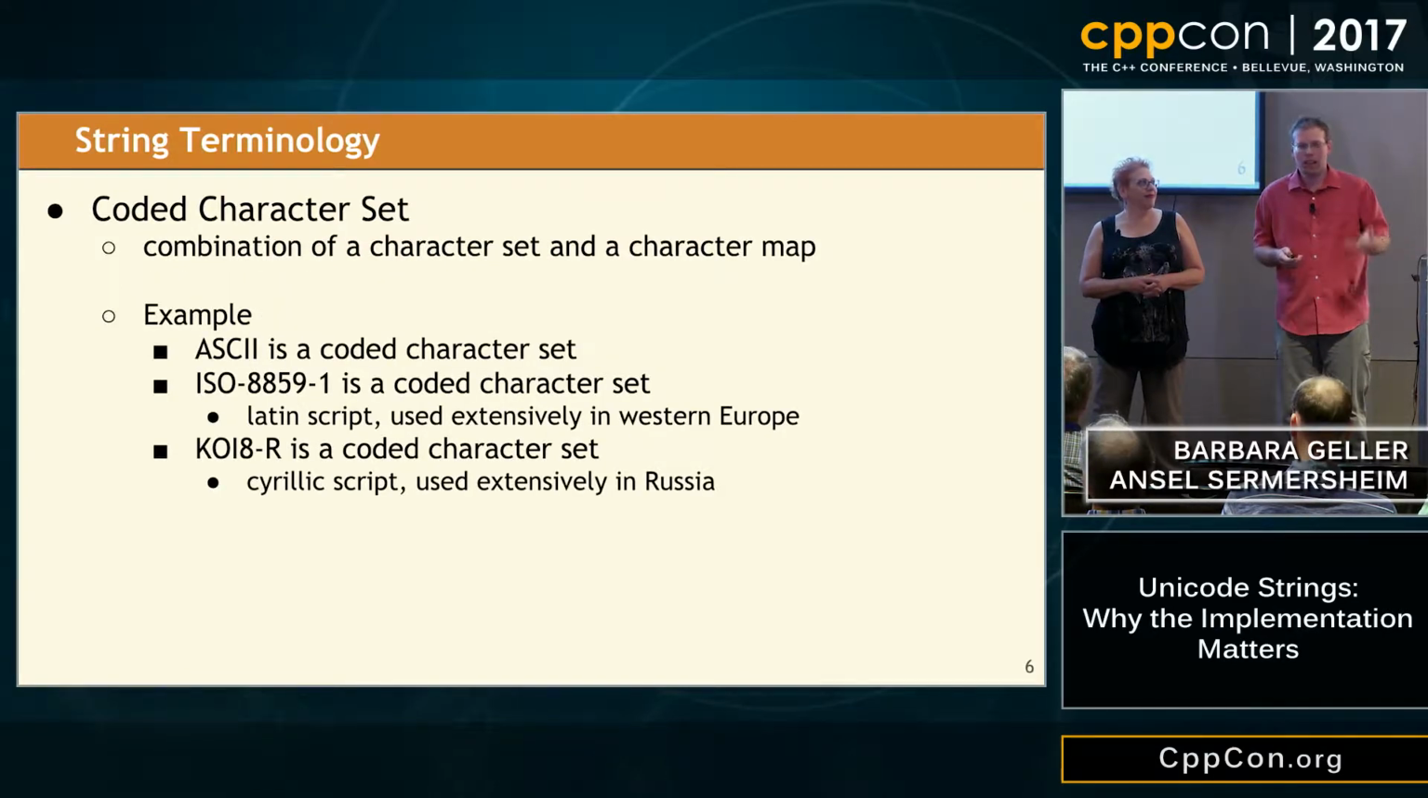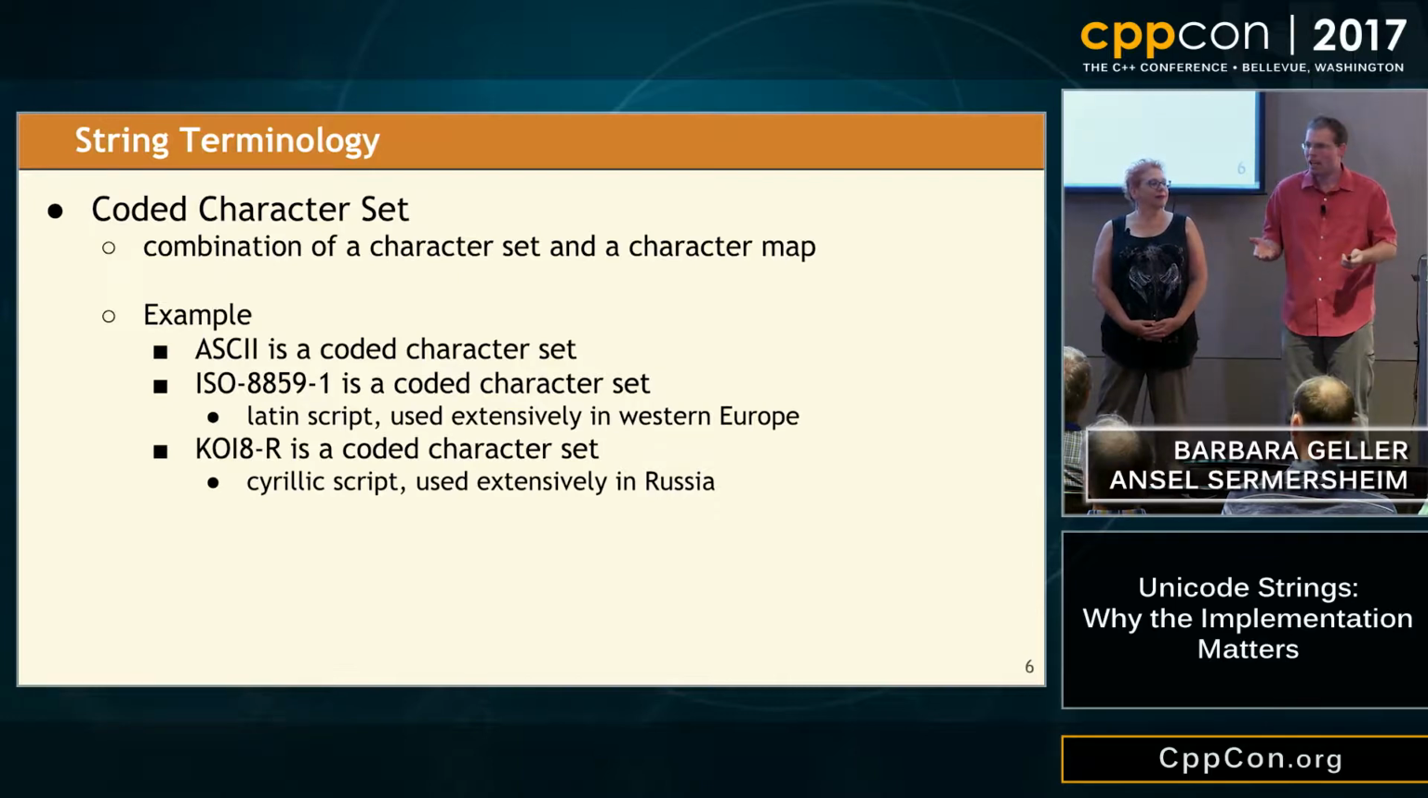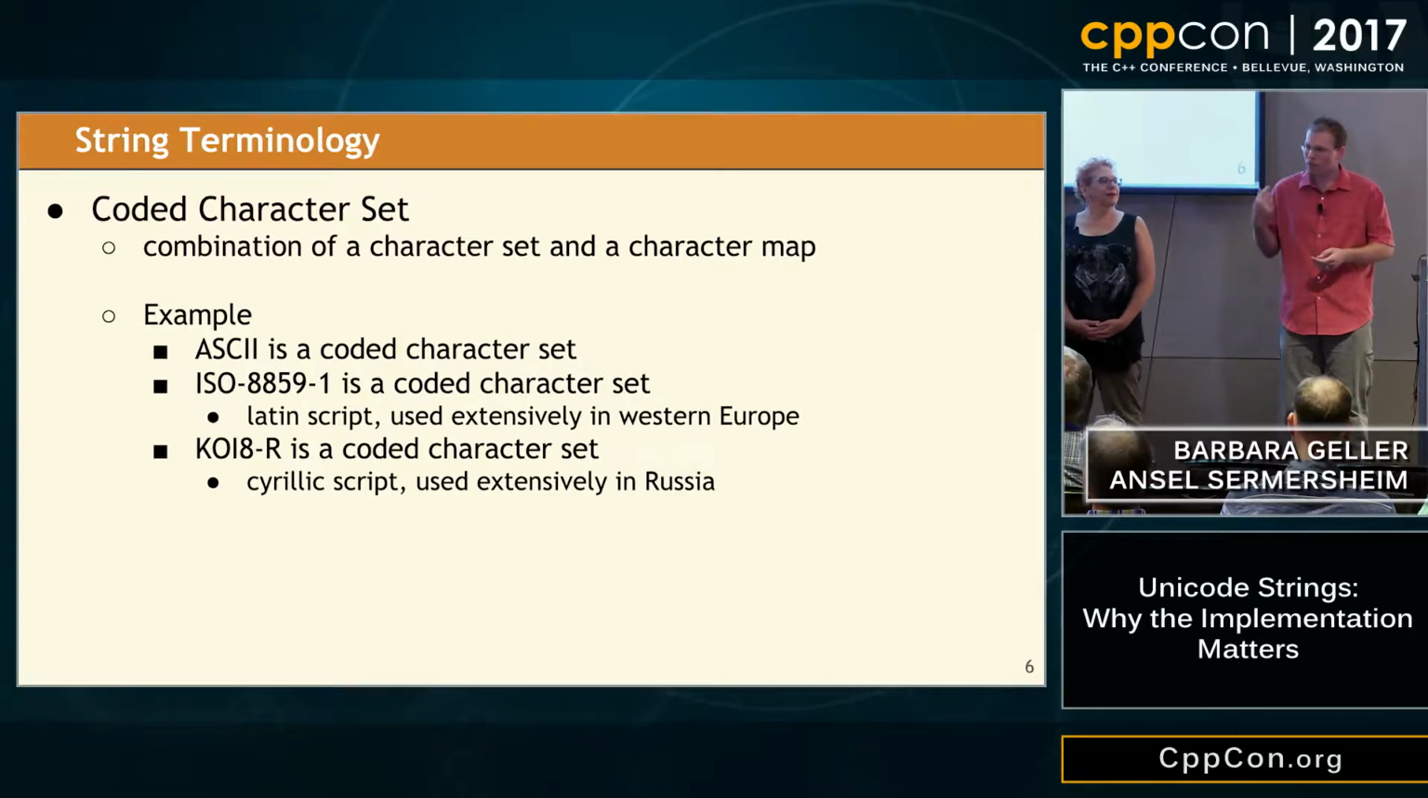When you combine a character set and a character map, you get what's referred to as a coded character set. This is a defined set of symbols and the values associated with them. One of the most common ones that nearly every programmer will be familiar with is ASCII. It's a coded character set. There are many others that have been used throughout various computing endeavors, things like ISO 8859-1, which is very common on the Windows platform, or ones like KOI8-R, which is common in Russia. There are literally thousands of coded character sets in use.